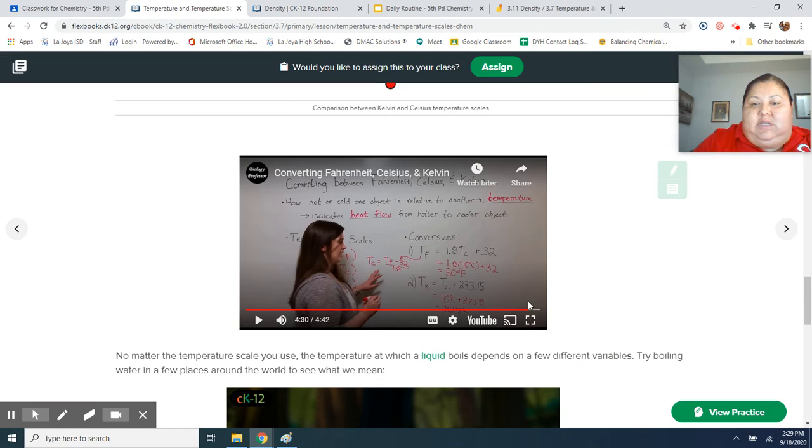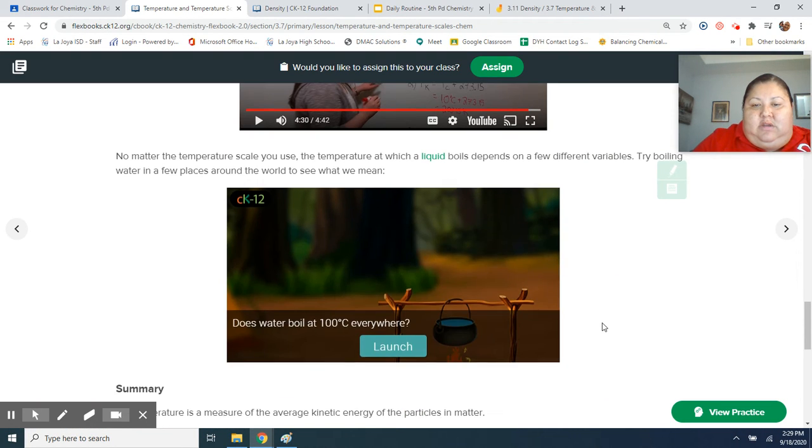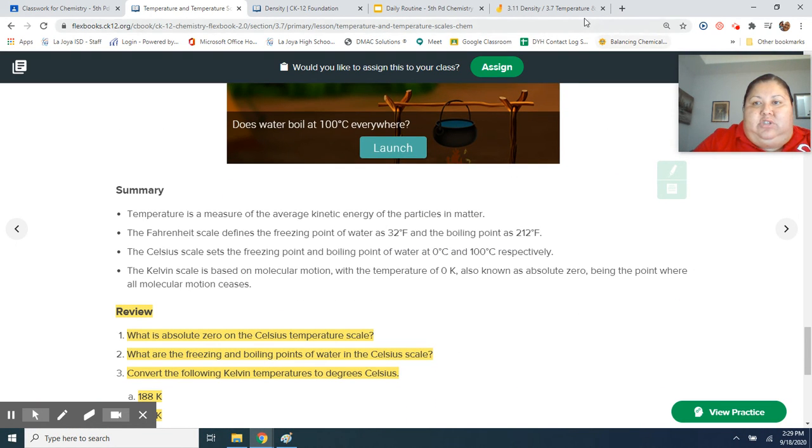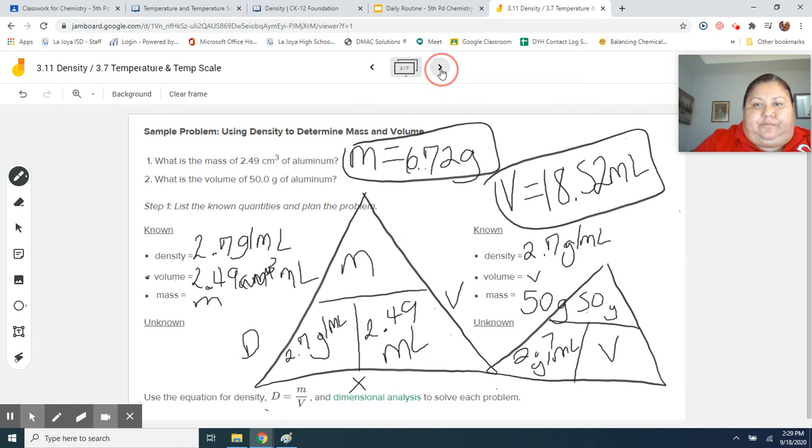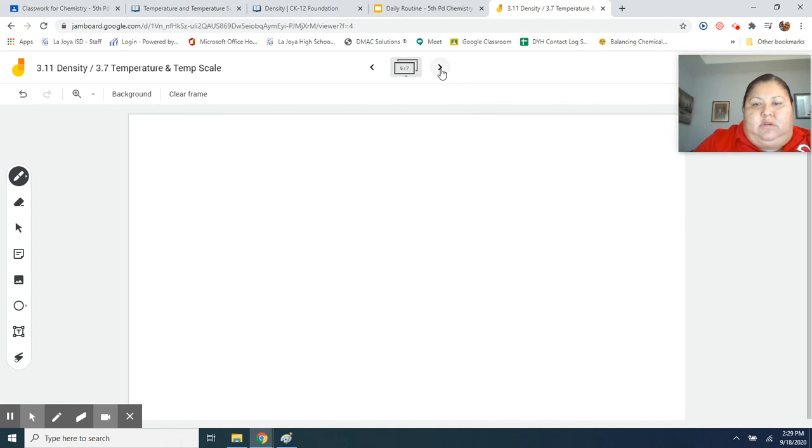Okay, so let me just exit out. Let's go to Jamboard. All right, so we're going to do two examples. The first example will change Celsius to Fahrenheit, and then the second example will change Fahrenheit to Celsius. So we'll go forward and then we'll go back.